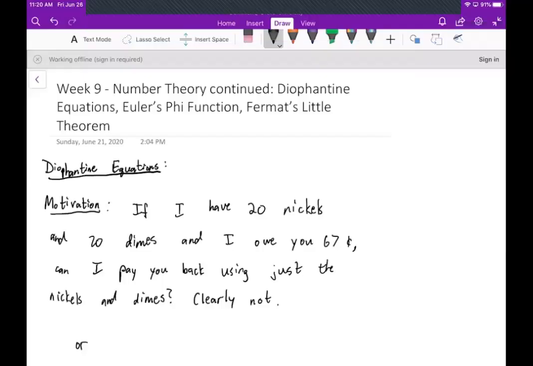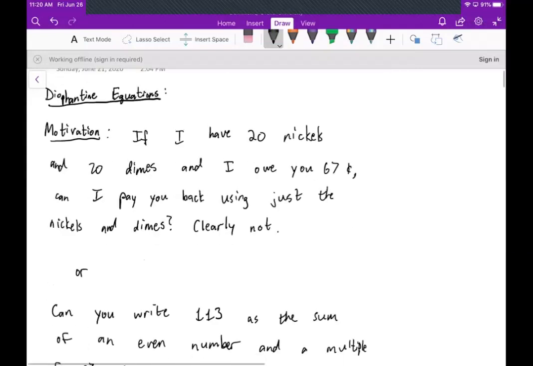Okay, guys, welcome. Today we're going to talk about Diophantine equations. Now, the motivation behind the idea of what a Diophantine equation is the following question. For example, if I have 20 nickels and 20 dimes and I owe you 67 cents, can I pay you back exactly using the nickels and dimes? Of course, the answer is no, right?